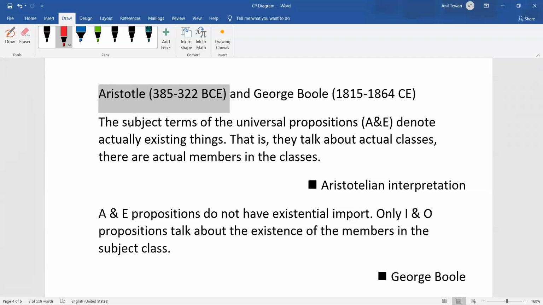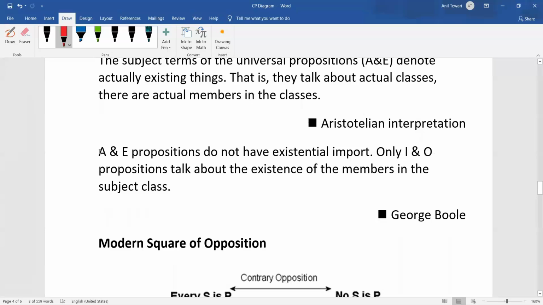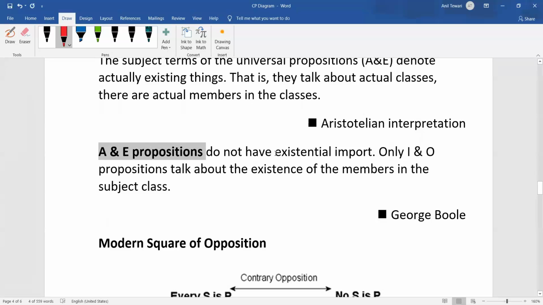If you assume that yes, each and every class is an actual class, then certainly all four propositions have the kind of relationship we just talked about in the traditional square of opposition. But George Boole said that the first two propositions, A and E propositions, do not have any such claim that there are members in their subject. And he said that A and E propositions do not have existential import, which means that the subject class of A and E propositions need not have any member in their class. Even then they will be meaningful.